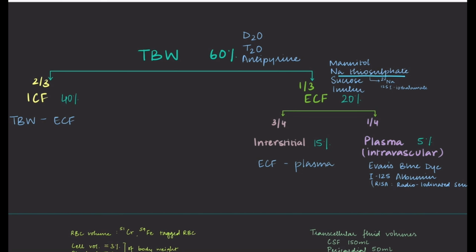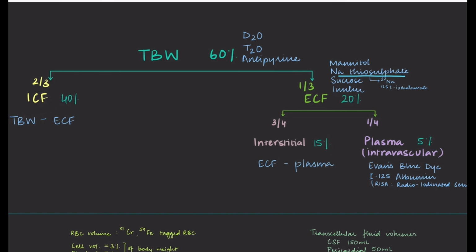So what we're going to do is take the volume of the total body water compartment that's given to us using one of these values and take the ECF volume that has been given to us, and we just subtract the ECF from the total body water, and that gives us the ICF compartment of fluid.